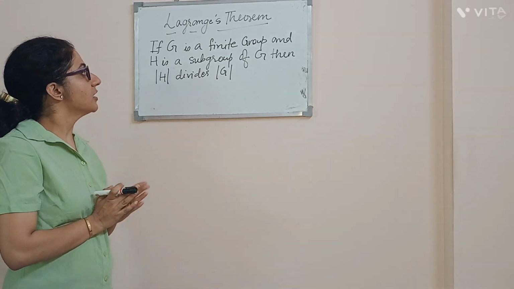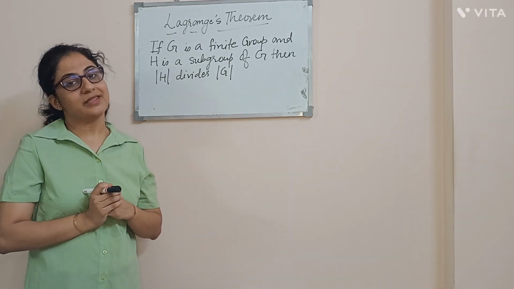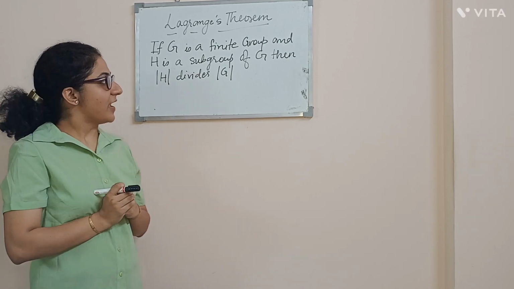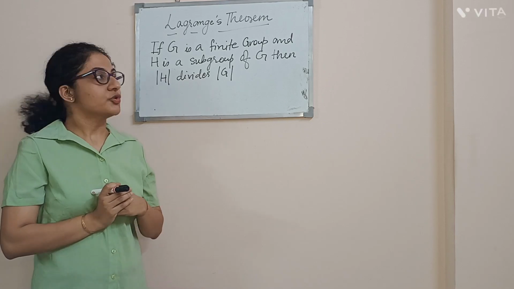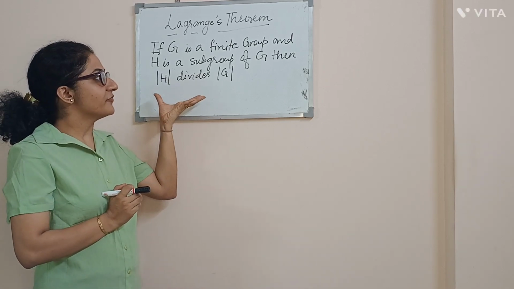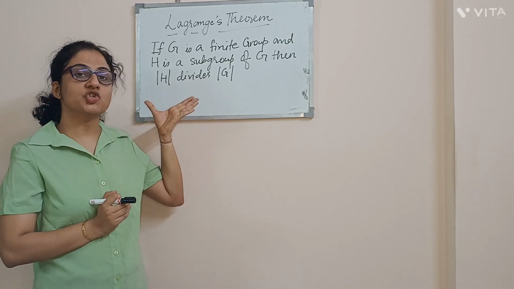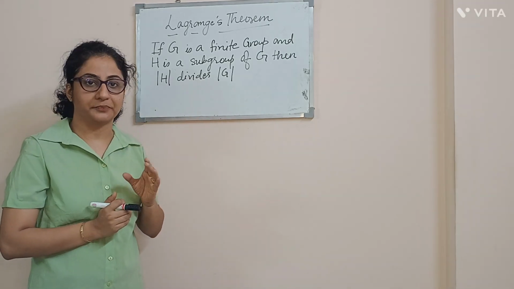Let's study about it. It says if G is a finite group and H is a subgroup of G, then the order of H divides the order of G. This theorem is very important and it tells you about the relationship between the order of the subgroup and the order of G.